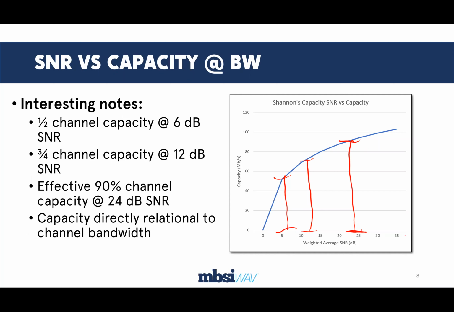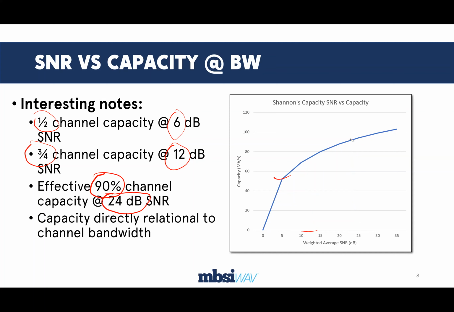But anyways, so again, 6 dB, I got half capacity. At 12 dB signal to noise ratio, I have about 3/4 of my channel capacity. And at 24 dB, I have about 90% of my channel capacity.